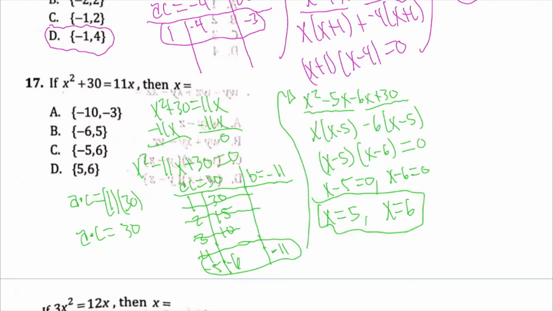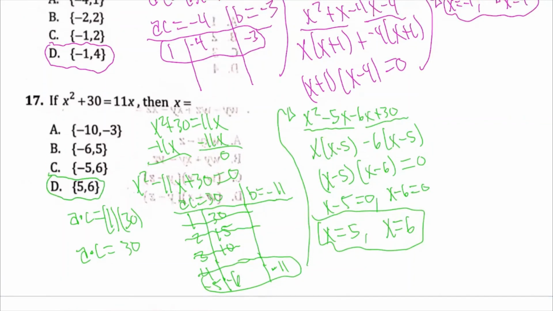There you go. That is how you do those. That's how you factor using the AC method.